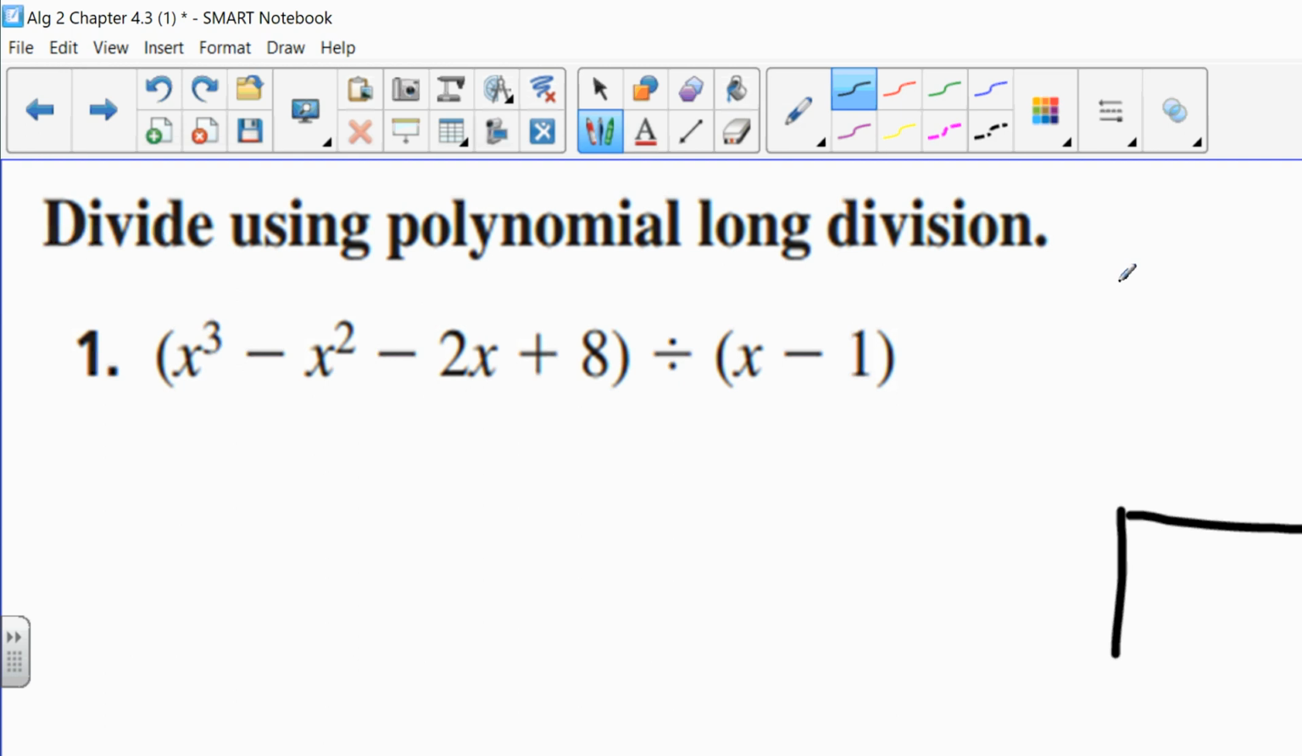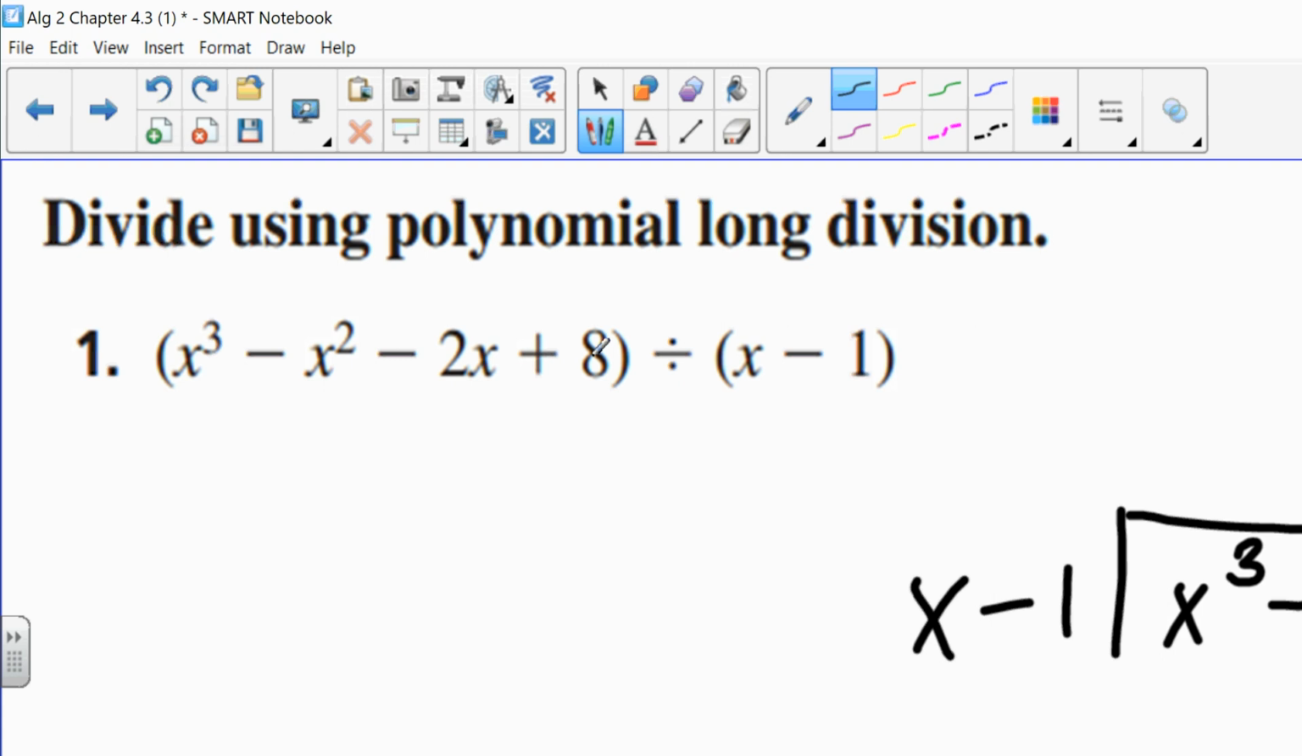So we're going to start off by setting this problem up. So we need to put our first polynomial inside. So that would be our x to the third minus x squared minus 2x plus 8. And on the outside would be x minus 1.